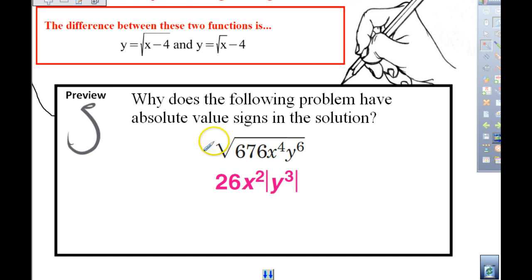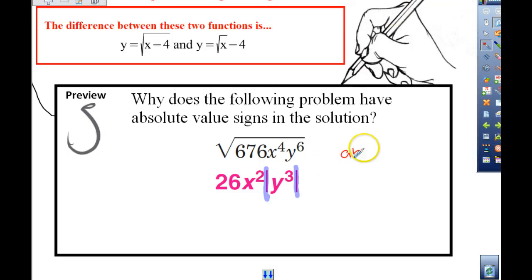Now, what do you notice about the answer? What's new about it? Absolute value. Now, why do we have absolute value? So let me walk you through it. That's the first question, is why is there absolute value? Second question is, why is it only on the variable y and not on the x? So think about, what is the function of absolute value?